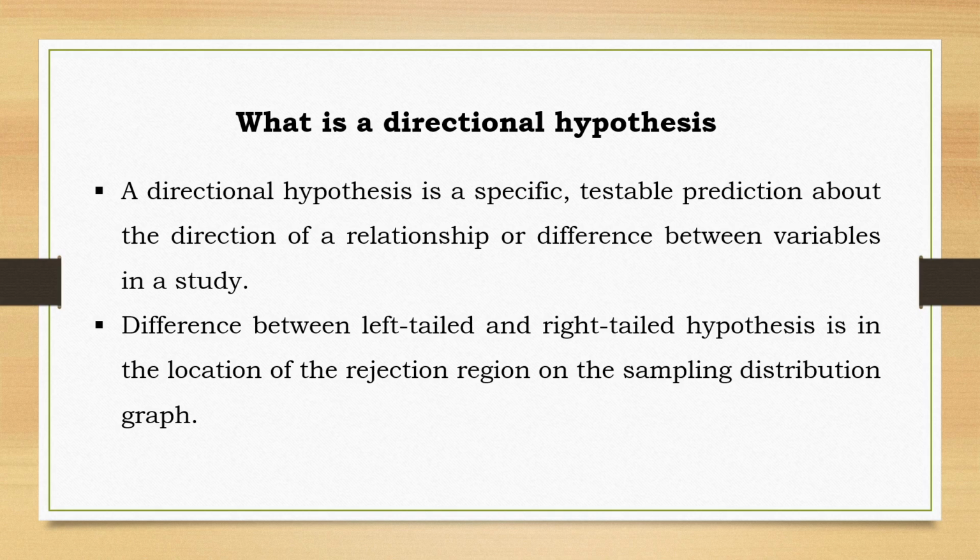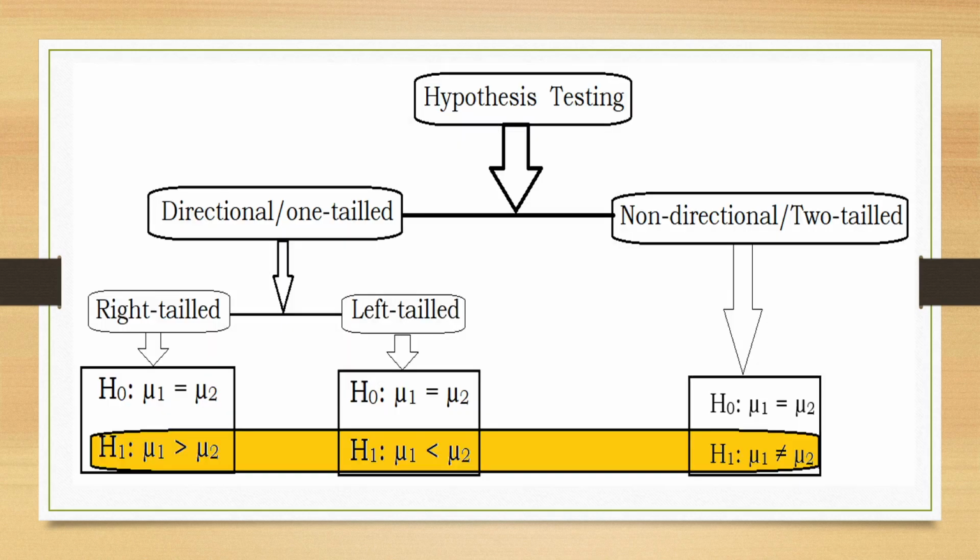There are two types of this directional hypothesis, the left tail hypothesis and the right tail hypothesis. And this distinction is made on the basis of the location of the rejection region on the sampling distribution graphs. Now, by looking at this diagram here, look at the directional hypothesis. Let us start by looking at the right tail hypothesis.